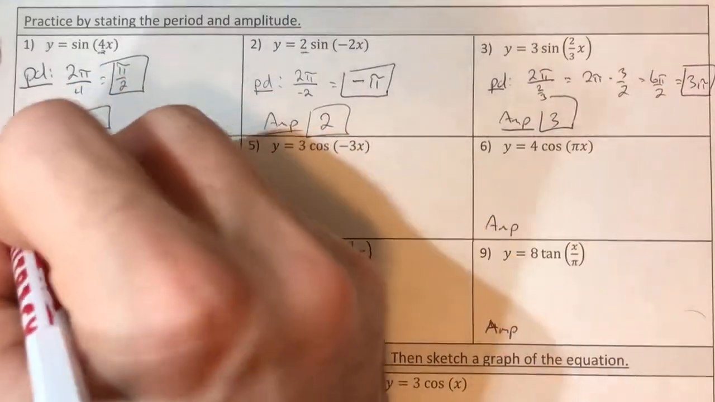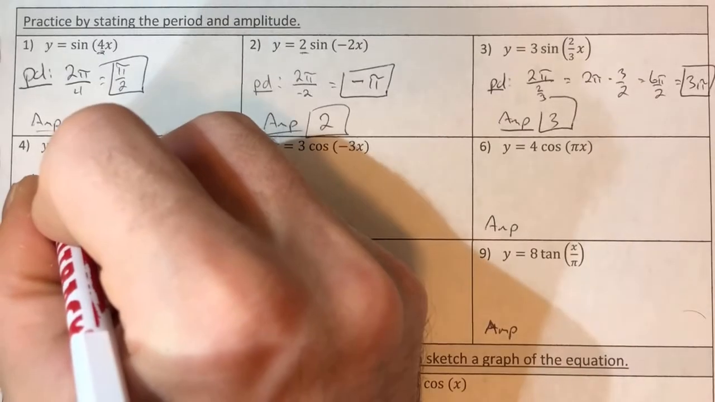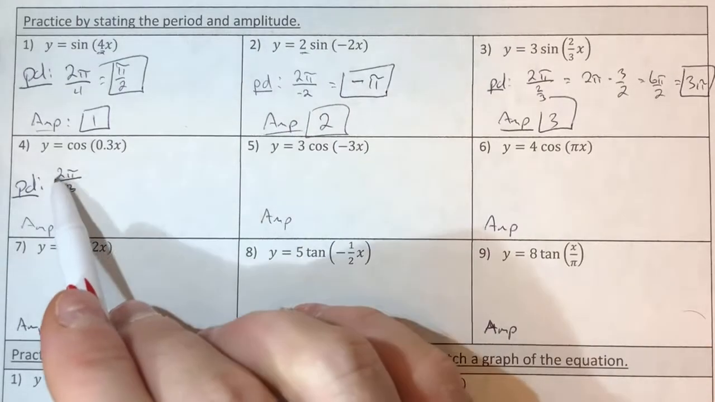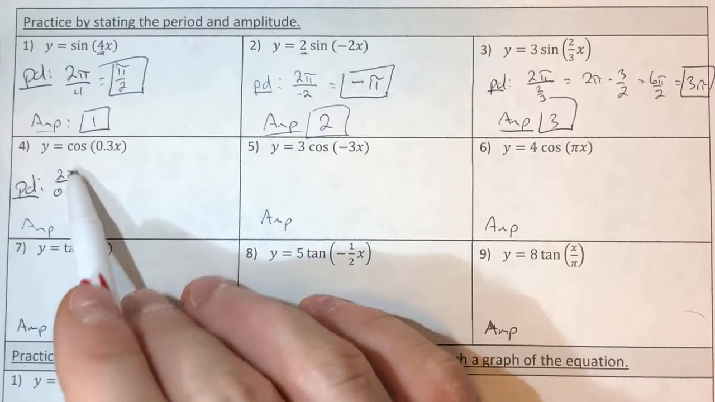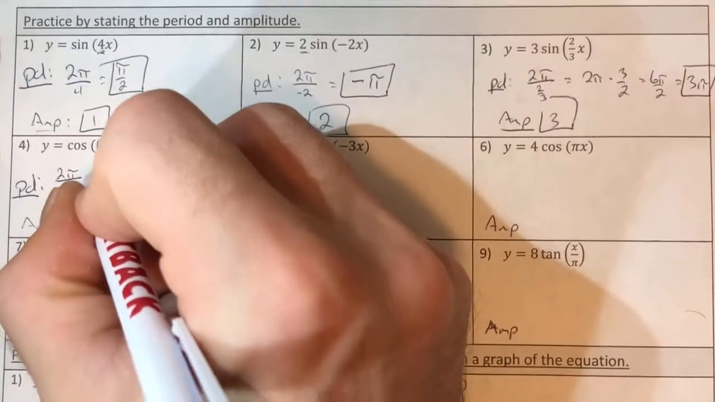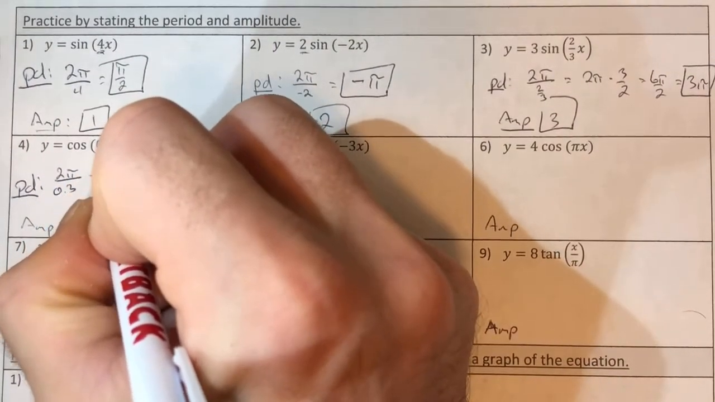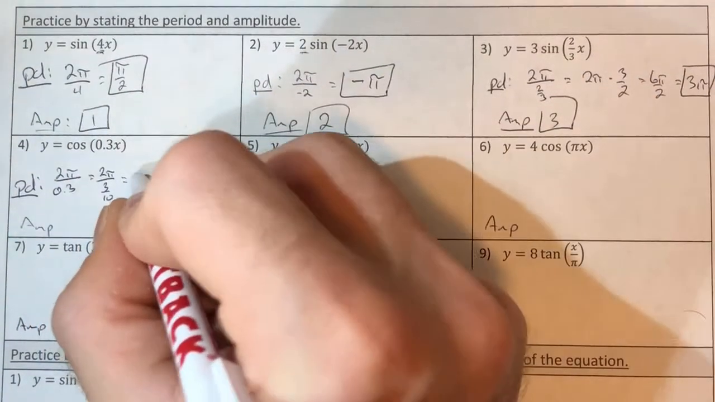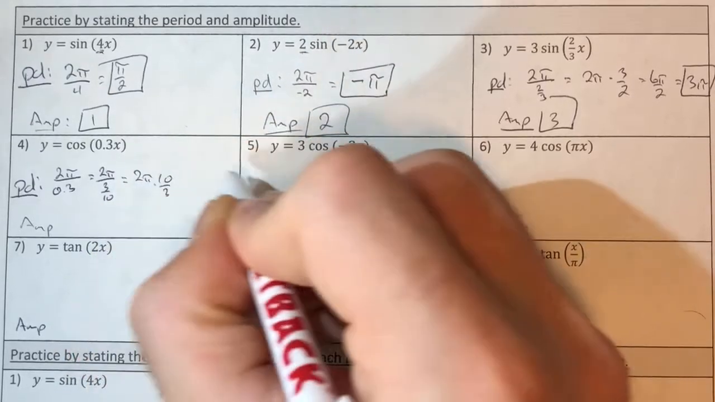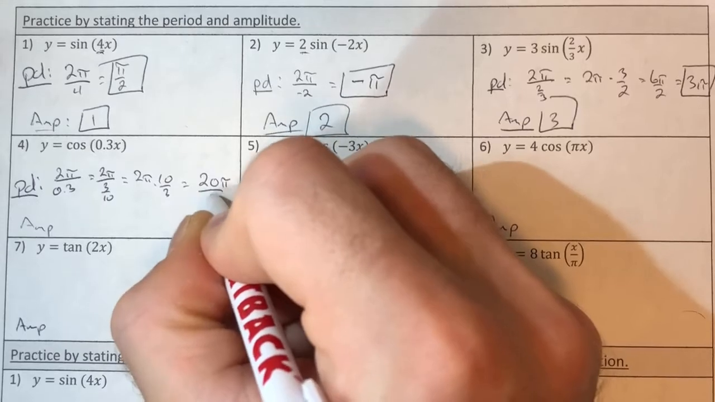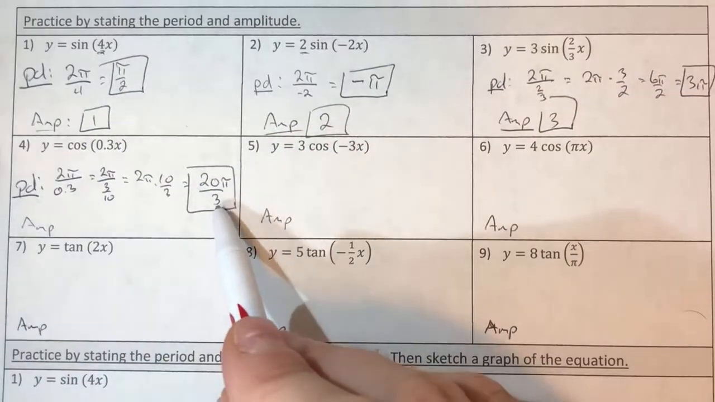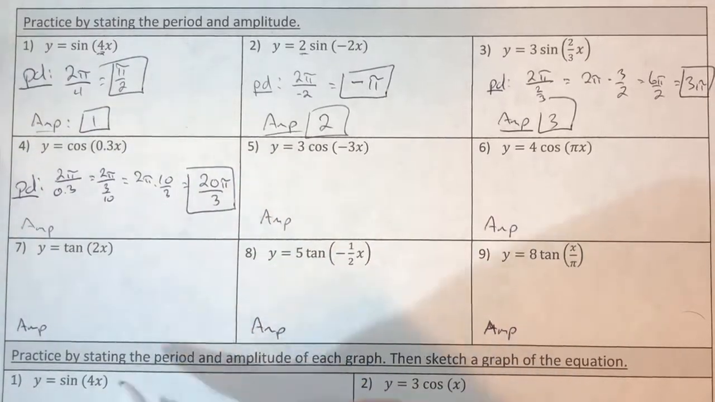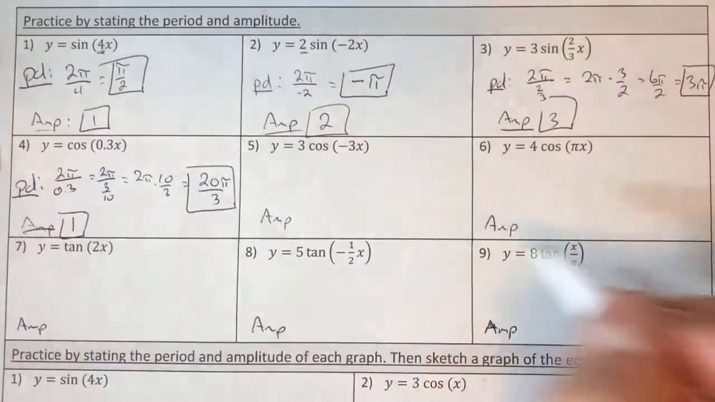Same thing for cosine. For cosine, the period is going to be 2 pi divided by 0.3. And I'm going to make this a little easier because I'm dealing with a fraction and a decimal, and I can't have both of those in the same thing. So I'm going to change this to 2 pi over 3/10, which is the equivalent of that decimal. So let's take a look. 2 pi times 10 over 3, or 20 pi over 3. Okay, so this is going to be one iteration of 60 degrees. So it's going to be a lot easier to graph having turned this into a fraction. Now the amplitude is that number out front, which is a 1.